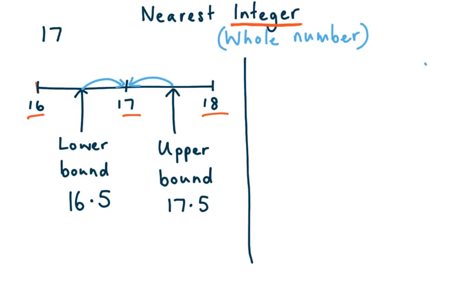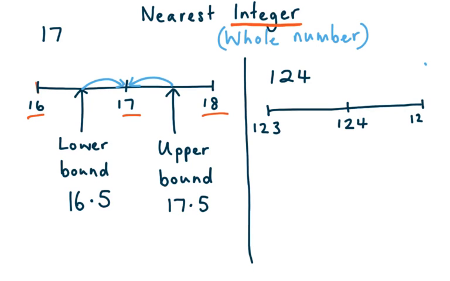Next question. 124. That has been rounded to the nearest whole number. Set your number line up. If you want to pause and have a go yourself, see if you get it right, go for it. What's going to go in the middle of my number line? The number I've been given. If they've rounded it to the nearest integer, what would the integer below be? 123. And what would the integer above be? 125. And if I'm looking for the bounds, I'm looking for this middle bit.